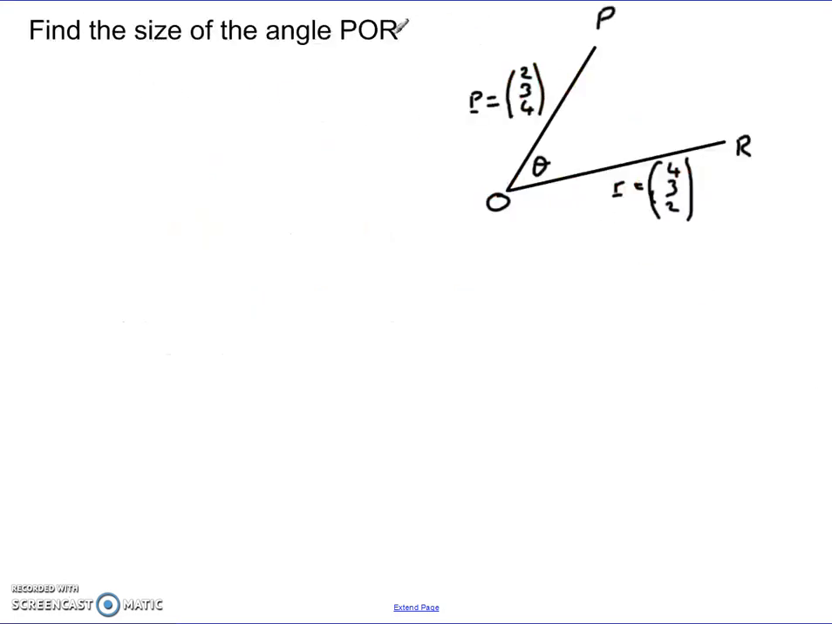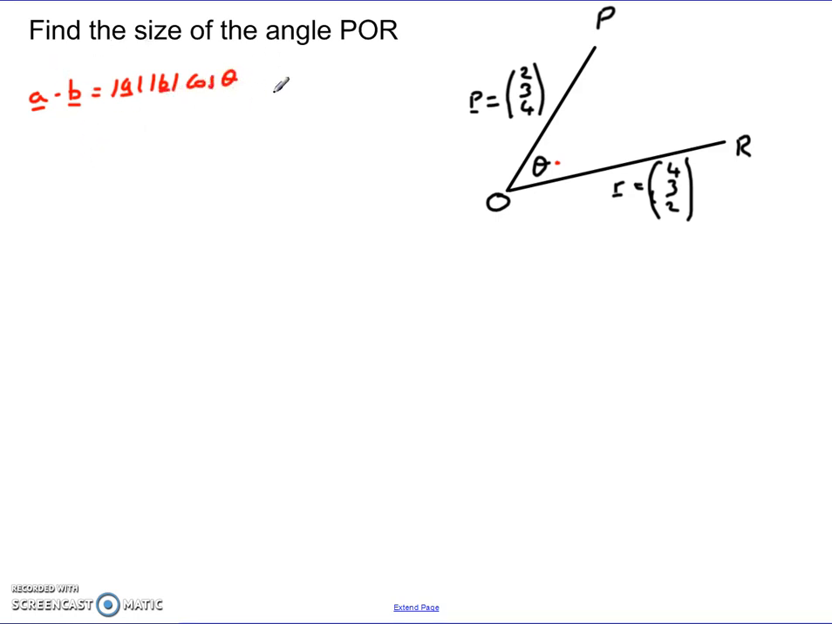Second question was find the size of the angle POR. So it's this angle here. Now remember, to find the size of the angle, think of the scalar product that we had before. We know that A dot B was given by the first formula we used, A1 B1, A2 B2, A3 B3, but it can also be given by the other one, which is the magnitude of A, magnitude of B, cos theta, where theta was the angle between the two vectors.